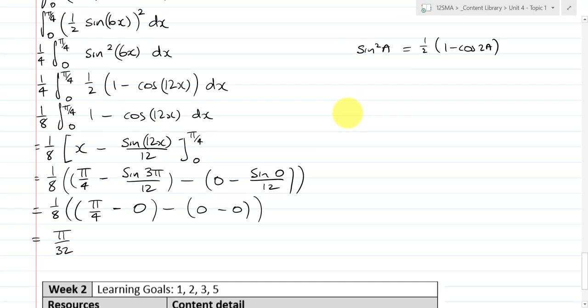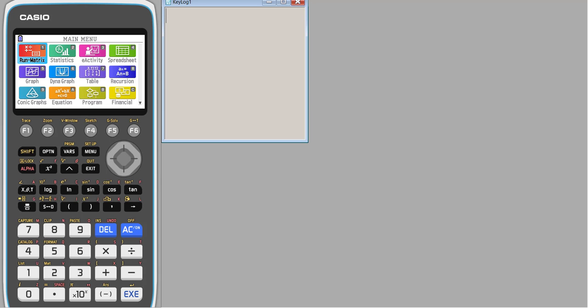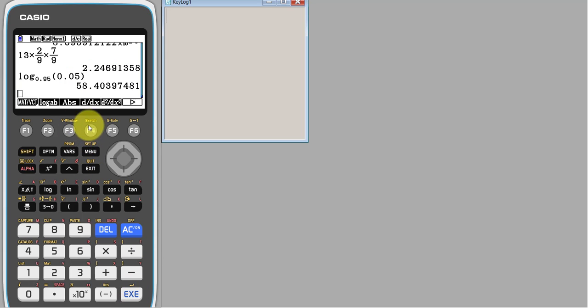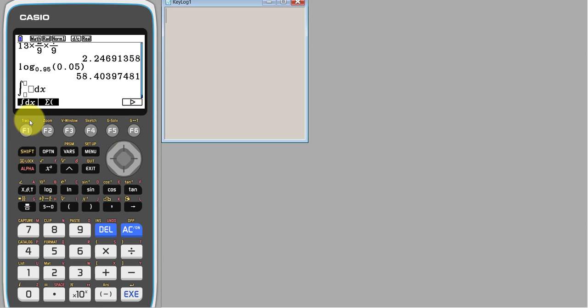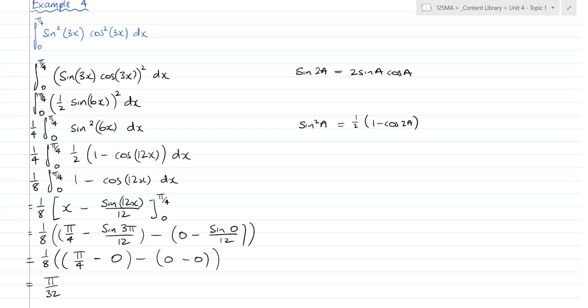And just as a reminder, we can operate this in our calculators as well. So just to remind you how we do this, if we flick across to our calculator screen here, and we go into Run Matrix. Inside Run Matrix, we have a math window, and inside there, we should have an integral, between pi on 4 and 0. So I just drop in a little fraction bar there. And then I just make sure that we've got our function right. So if I go back up here, the original function was sine squared 3x, cos squared 3x.